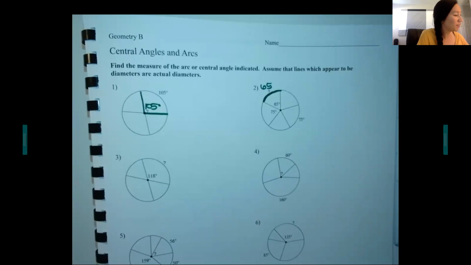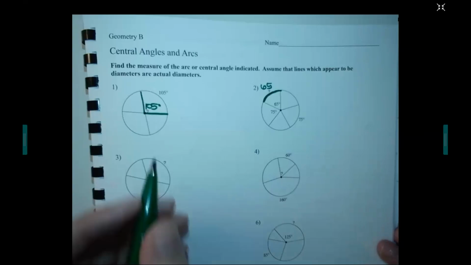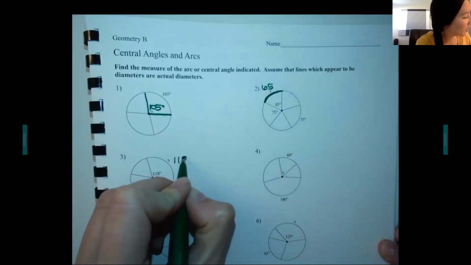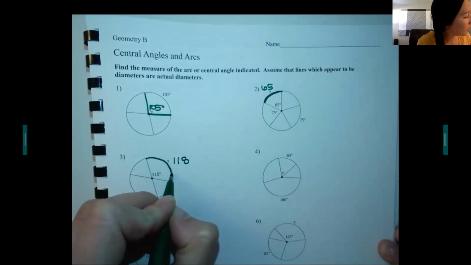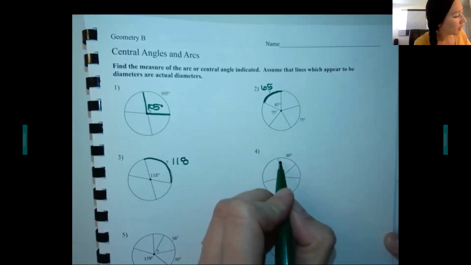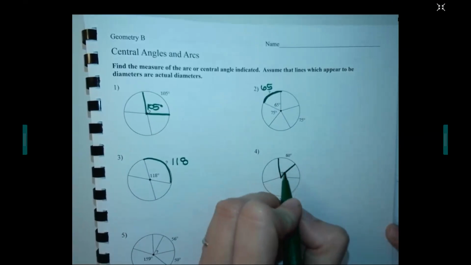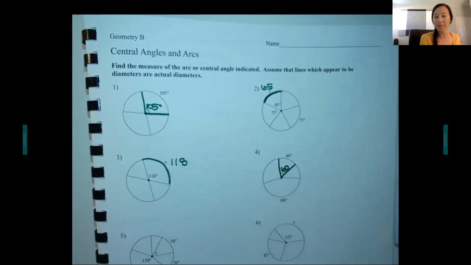Okay, Rick, what did you get for number 3? I got 118 degrees. Very good. Yep, its central angle is 118, which means its arc is also 118. And for number 4, what's this angle? I got 60 degrees. Very good. Thank you. Jaden, what about 5 and 6?